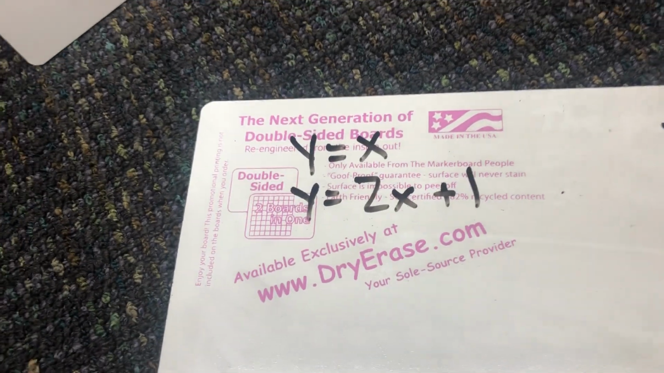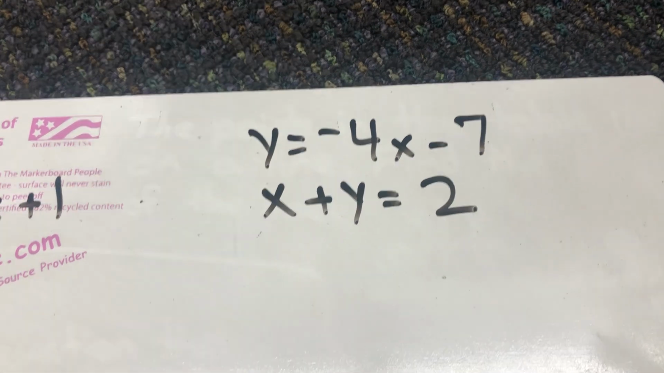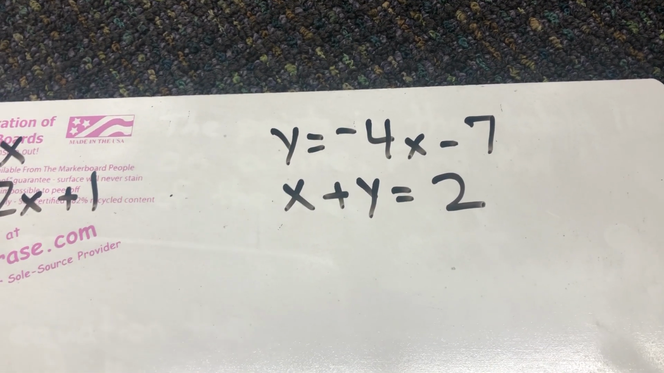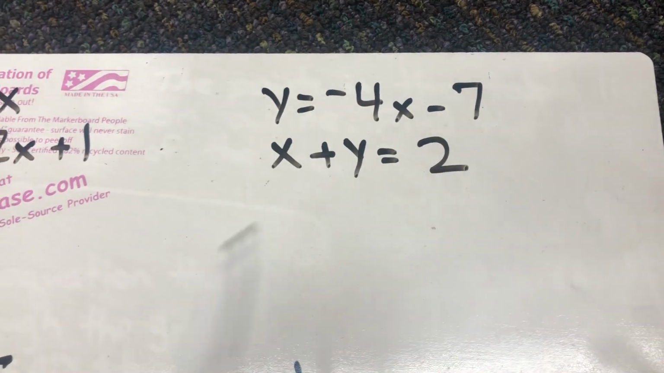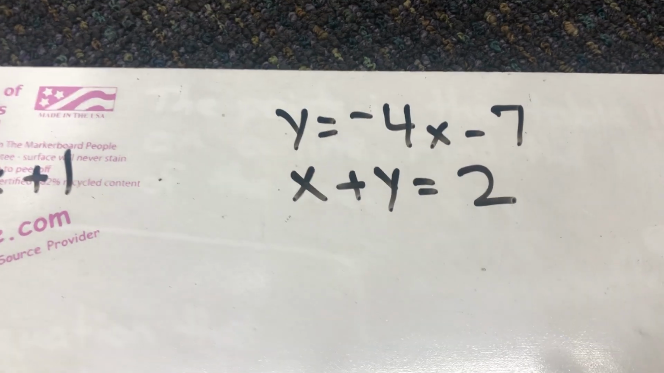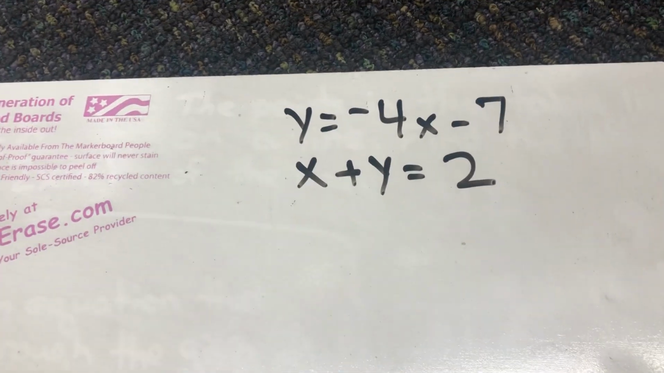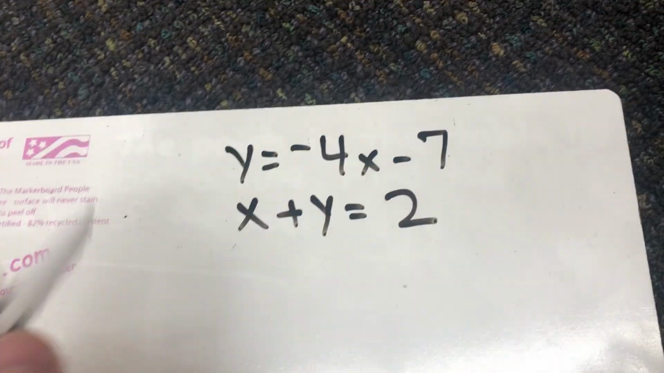This next one, in fact, we're going to go to this one right here. This next one tells us that y equals negative 4x minus 7, x plus y equals 2. Well, this top one is already in slope-intercept form. I'm going to give us a little more space. But this x plus y equals 2 is not in slope-intercept form.